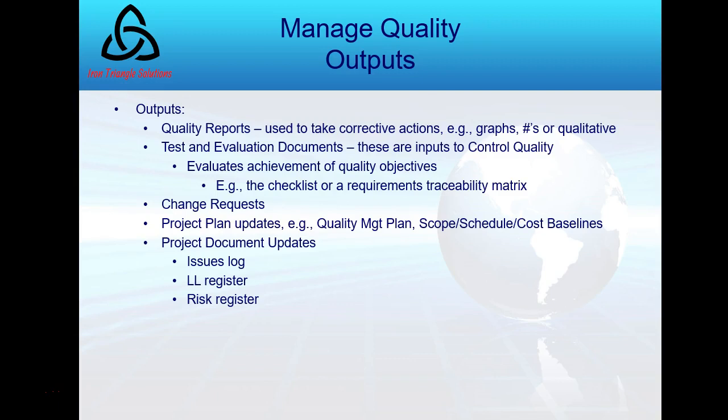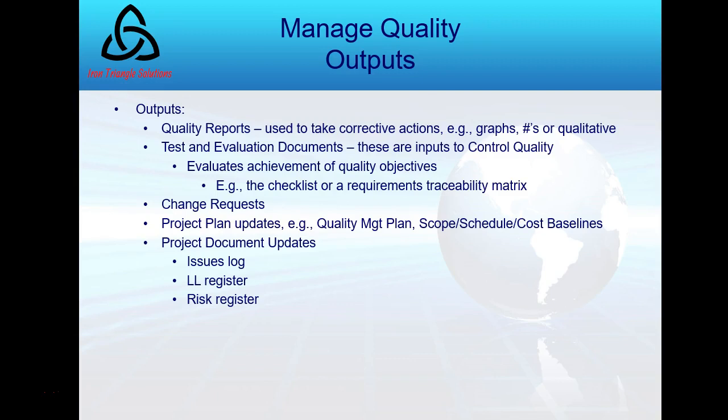Change requests we've talked about many times already. Quality management plan updates, including the quality management plan. That's one of the things you would consider updating. The scope, baseline, schedule, or cost. So the performance measurement baseline, in essence, the PMB.